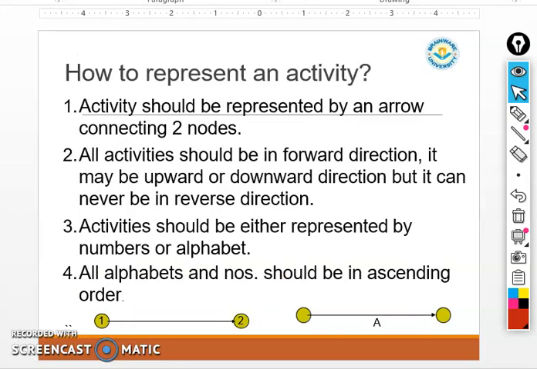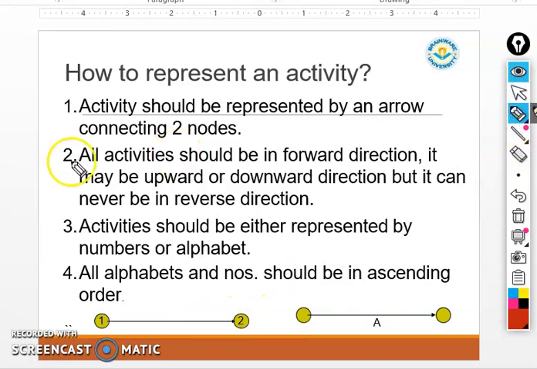How to represent an activity, কিভাবে আমরা অ্যাক্টিভিটিকে রিপ্রেজেন্ট করতে পারি। In the last slide we have mentioned the two different ways you can represent your activity. One is the arrow and another one is the node representation. Activity should be represented by an arrow connecting two nodes, these two nodes connected by an arrow.